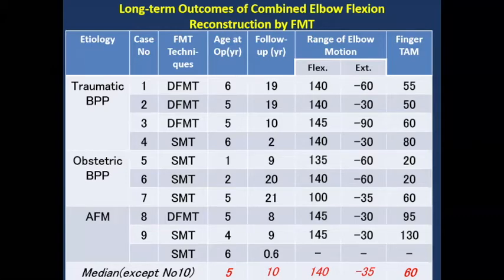Summarizing the median 10-year long-term outcomes of 9 cases with combined elbow flexion reconstruction by free muscle transfer, the median range of elbow motion was 140 degrees in flexion and minus 35 degrees in extension. Finger total active motion was 60 degrees. These functional results were a tremendous success for elbow flexion compared with previous palliative techniques like tendon transfer.